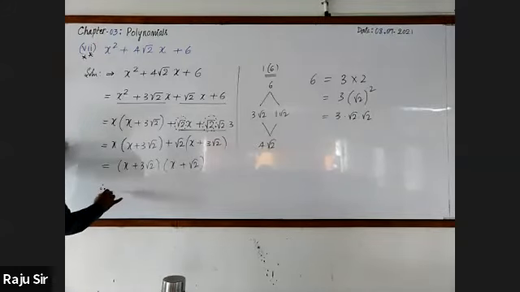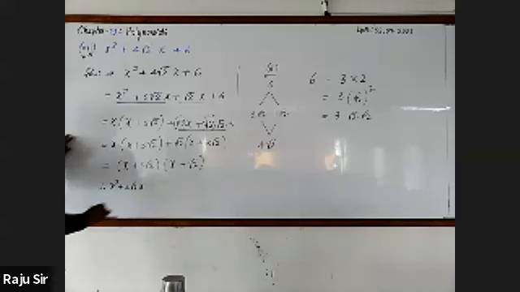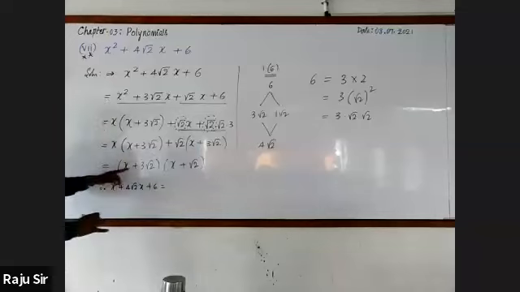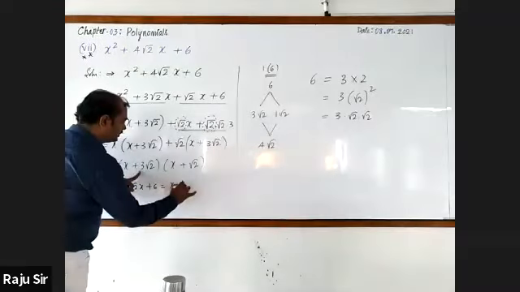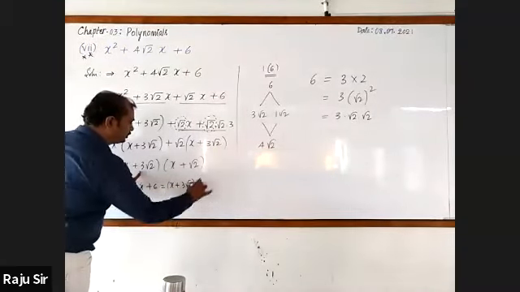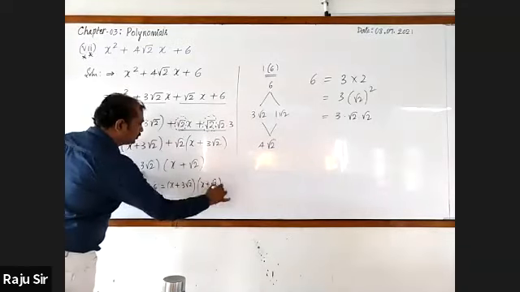Conclusion. Therefore, x square plus 4 into root 2 x plus 6 is equal to x plus 3 into root 2, into x plus root 2.